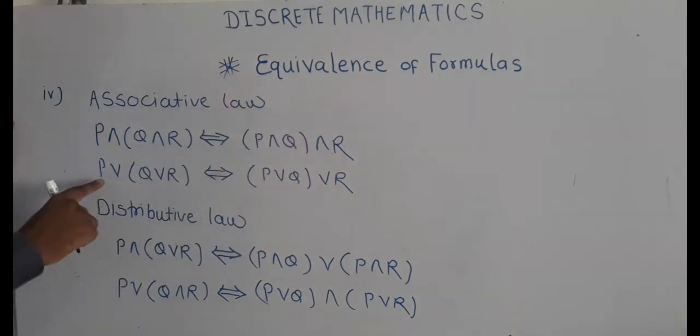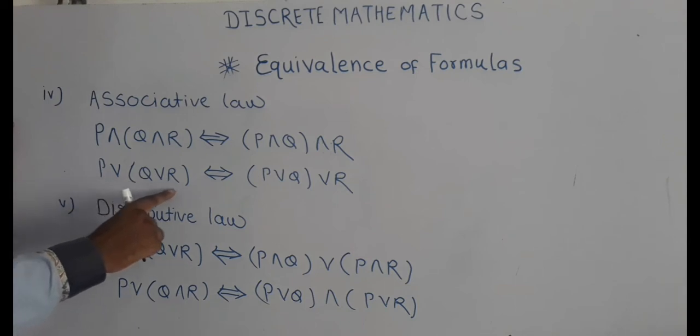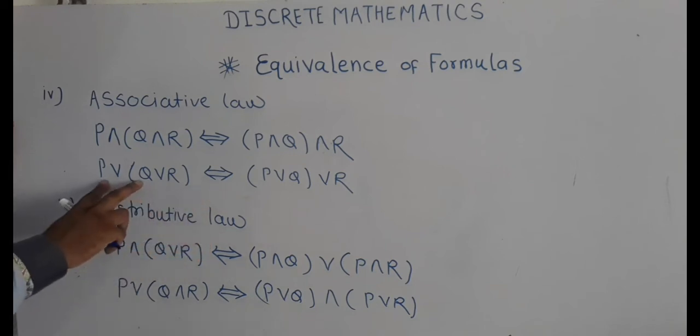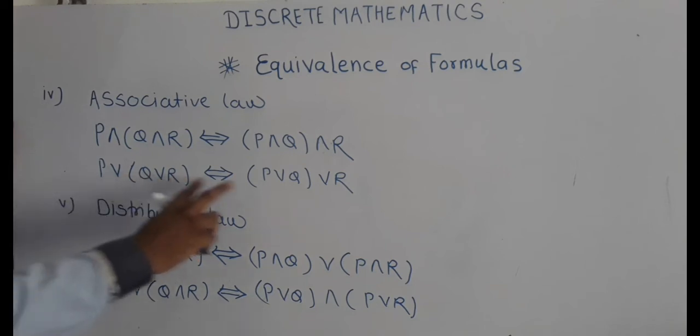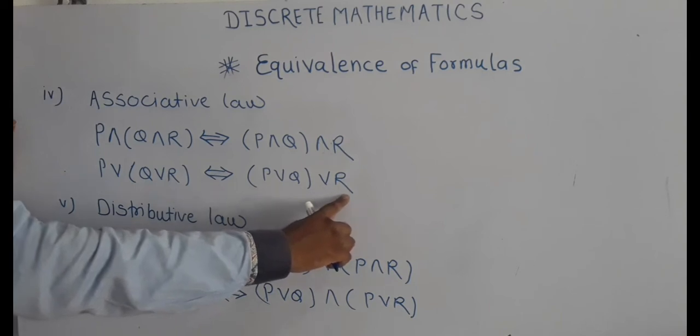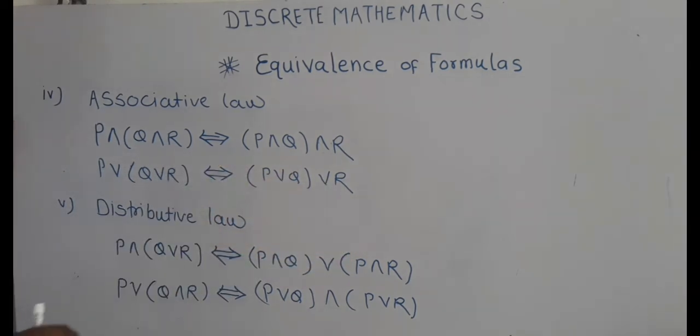Same for the OR also. If we have P or in bracket Q or R, then we can write it's logically equivalent to P or Q, the bracket of these two variables, or the third variable. Means in the associative law, if we have the same connectives inside and outside brackets, then we can change the variables.